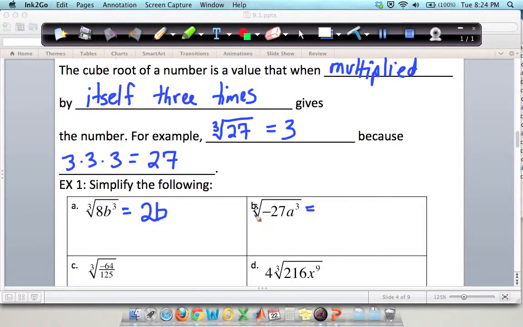For b, it's hard to see, but this says the cubed root of negative 27, a cubed. So cubed root of negative 27, what number multiplied by itself 3 times gives you a negative 27. And for an odd index like this, you can have a negative number because a negative 3 multiplied by itself 3 times gives you a negative 27. And then divide 3 into 3 and you get 1a outside of the radical sign.